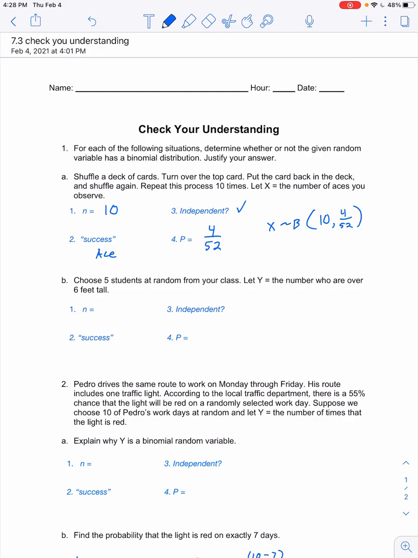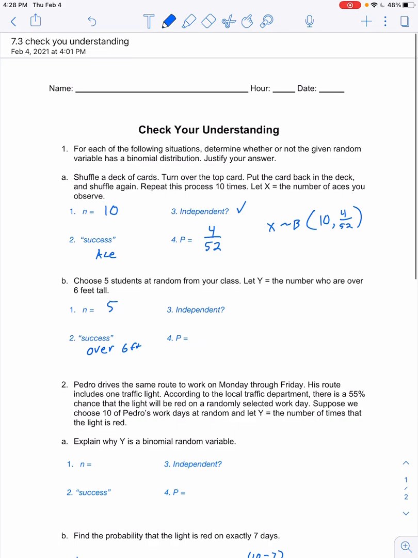Okay, next one. Choose 5 students at random from your class. Let Y be the number of people who are over 6 feet tall. Okay, well, we got 5 people. A success would be over 6 feet. Independent. Is it independent? If I pick one person and then the next person and then the next person, that's not independent. There's no replacement.